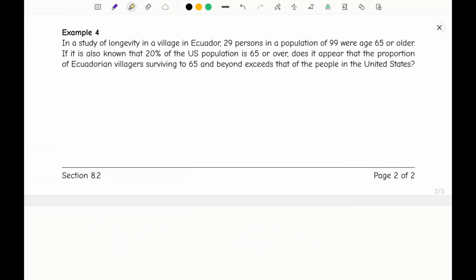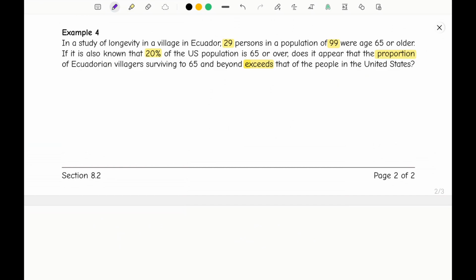Hello, this is example 4 of section 8.2. In a study of longevity in a village in Ecuador, 29 persons in a population of 99 were aged 65 or older. It is also known that 20% of the US population is 65 or over. Does it appear that the proportion of Ecuadorian villagers surviving to 65 and beyond exceeds that of the people in the US?